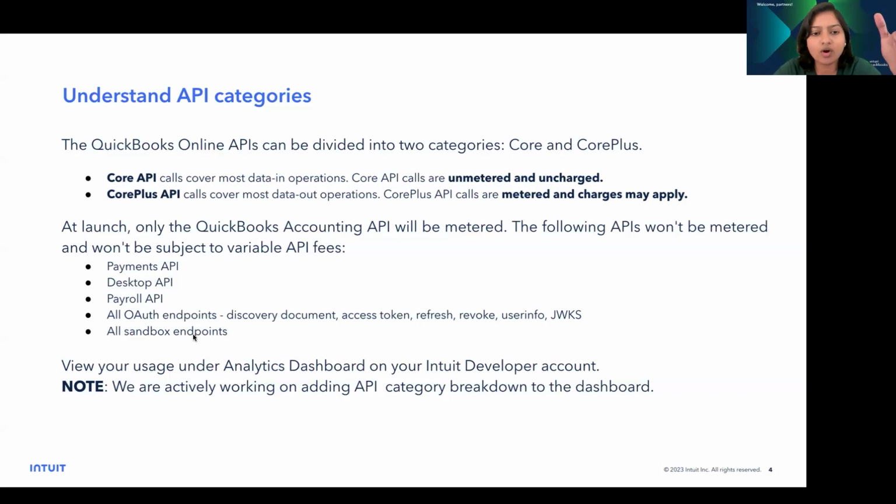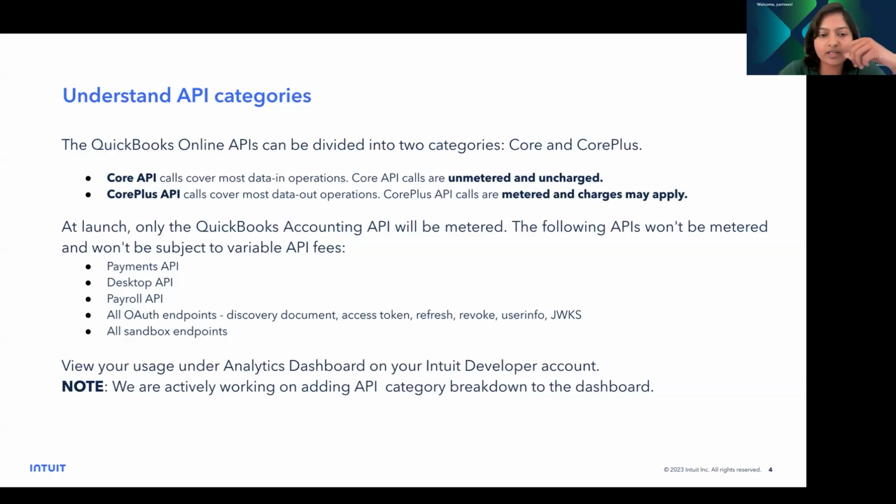Now, you might have already viewed your analytics dashboard on your Intuit developer account. We have received several requests that you would like to see the breakdown of core plus API calls per the entities or the category. So we are working actively on that. Meanwhile, please open a support ticket with us with the details of your application and a request that you would like to see a specific breakdown of the core plus APIs for your app, and we will provide it to you.